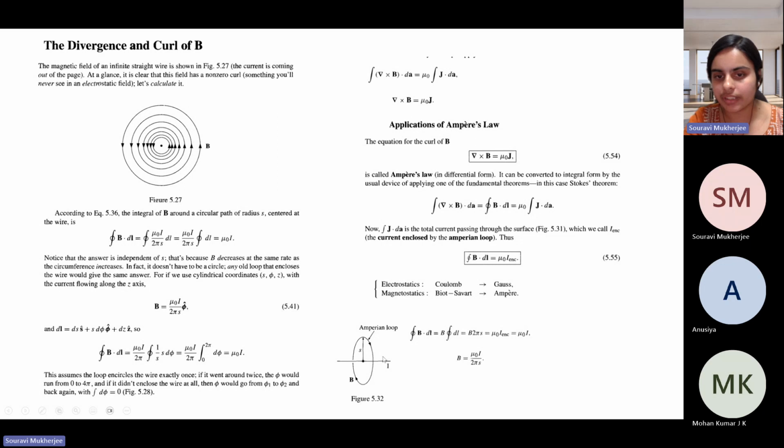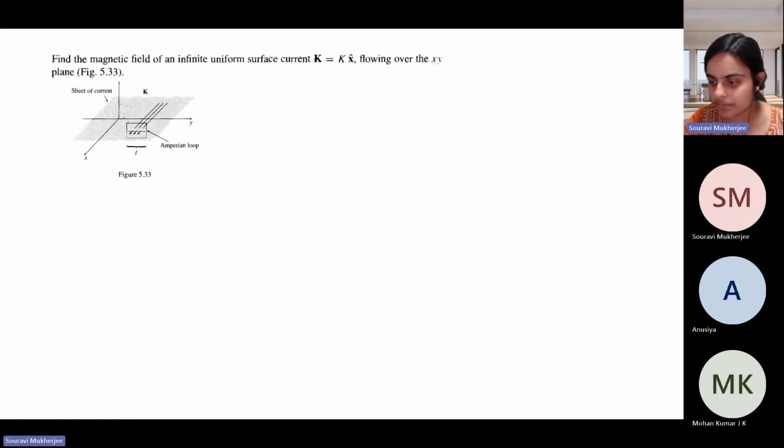Whenever there is some kind of symmetry, it makes it easier for us to calculate the fields by using Ampere's law. We already know this expression, but just by using the Amperian loop, you can get back to the same expression, and it's much easier to solve. So this is the integral form, and this is the differential form of Ampere's law.